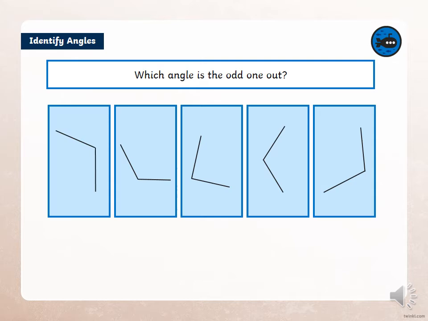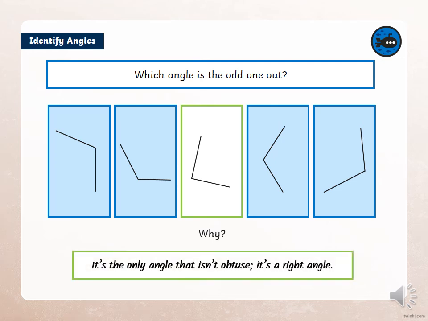Okay, which angle is the odd one out? So if you have a look at this, what I want you to do is identify the odd angle in the following 5 angles. What type of angles are all of these? So what type of angle is this? That is a right angle. Why? It is the only angle that isn't obtuse.